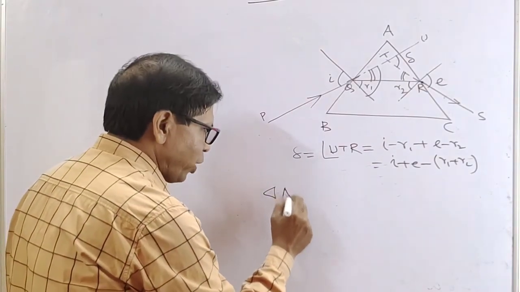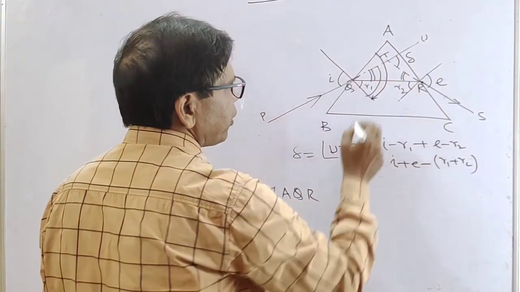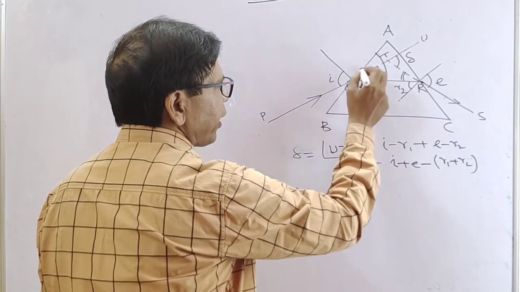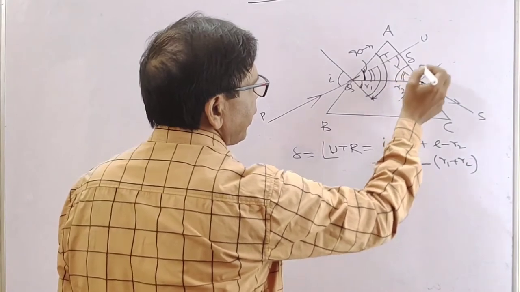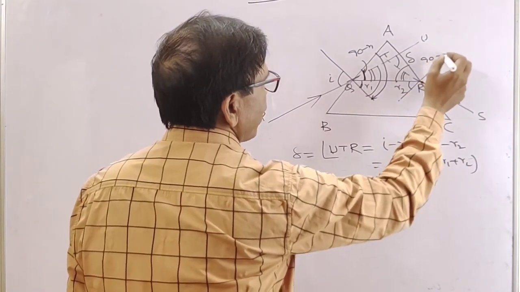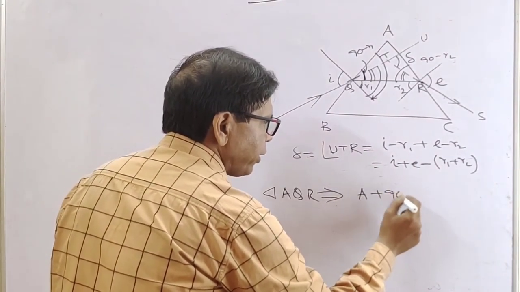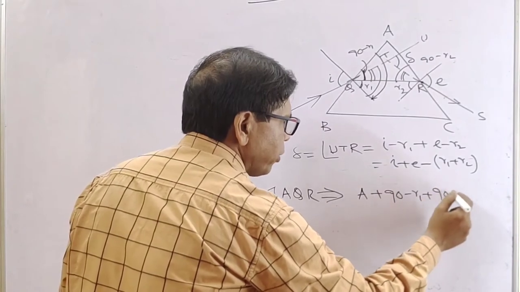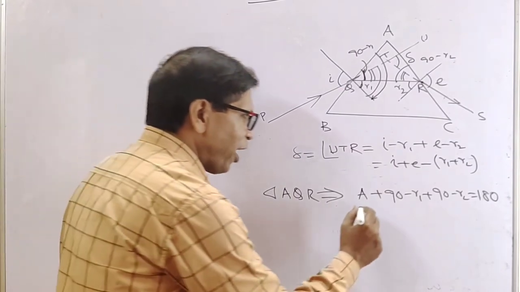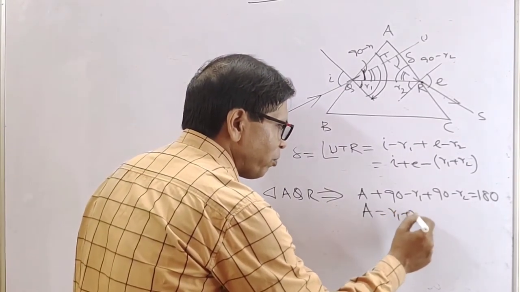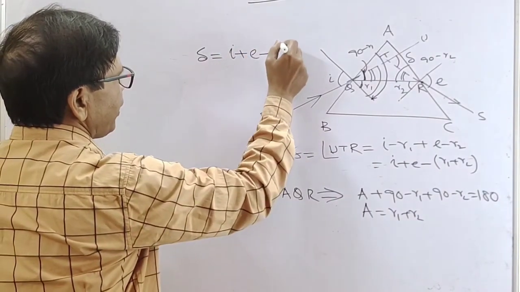Okay, now from triangle AQR, look at this. The whole angle is 90 degree. This is R1, so this angle is 90 minus R1. In the same way, this angle is 90 minus R2. So from this triangle, A plus 90 minus R1 plus 90 minus R2 is equal to 180. Okay, so look at this, A equal to R1 plus R2. So deviation delta equal to I plus E minus A.